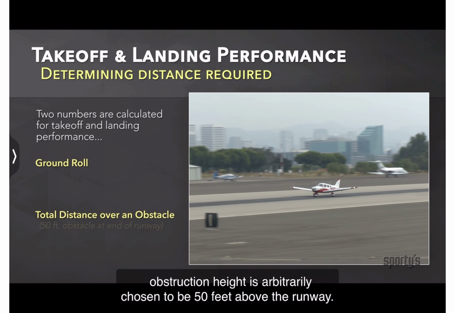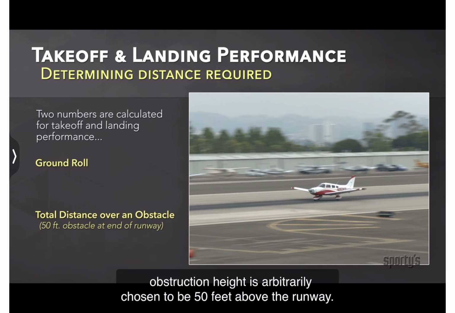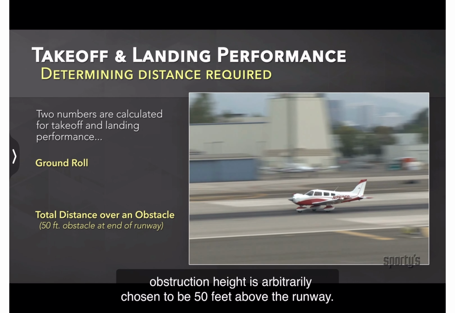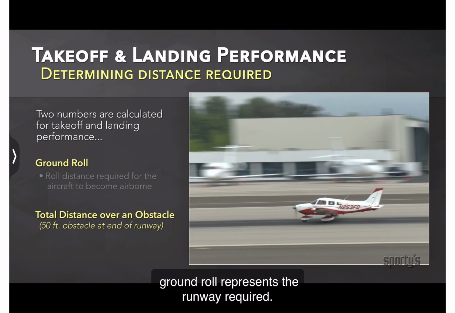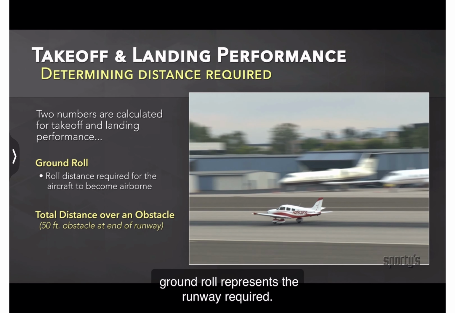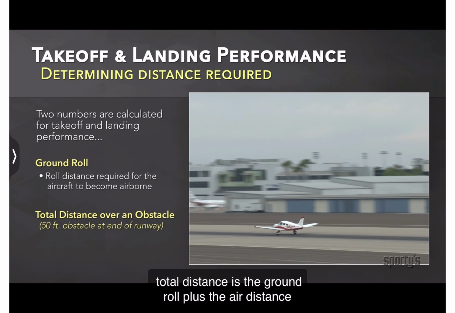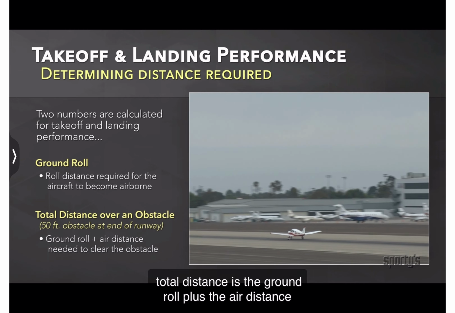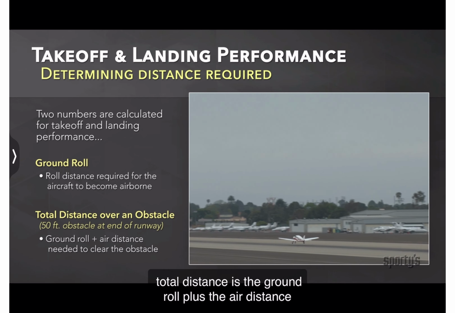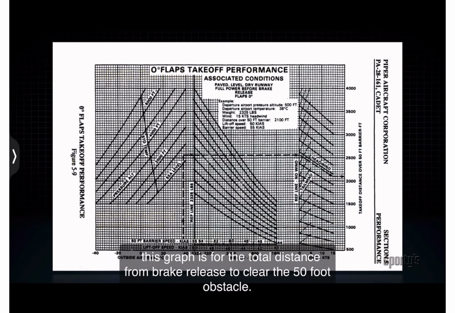obstruction. Obstruction height is arbitrarily chosen to be 50 feet above the runway. Ground roll represents the runway required. Total distance is the ground roll plus the air distance needed to clear the 50-foot obstacle. This graph is for the total distance from brake release to clear the 50-foot obstacle.